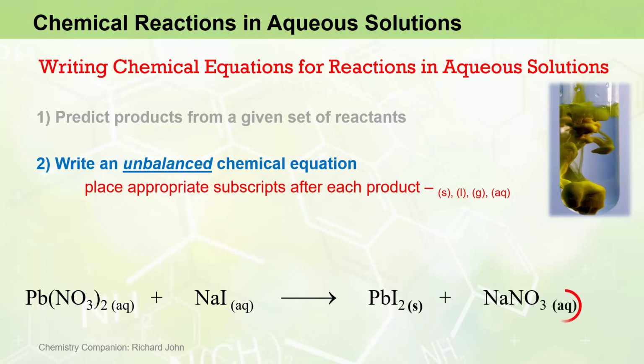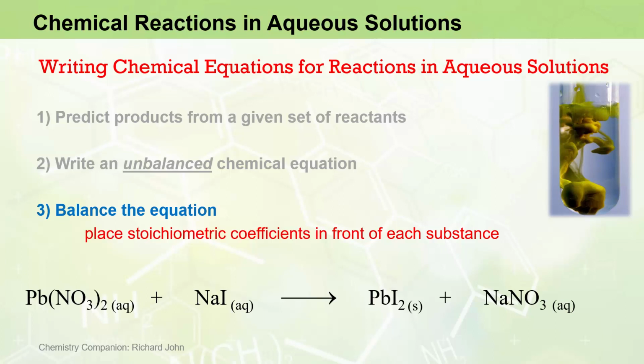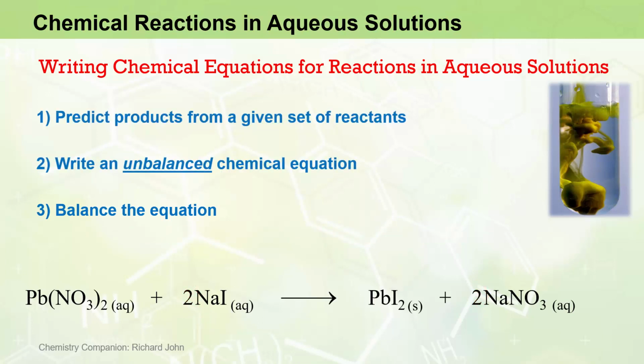We also use our solubility rules to place the AQ subscript alongside the sodium nitrate formula, since all group 1 metal salts and all nitrate salts are soluble in water, with no exceptions, and so sodium nitrate will always have the AQ subscript in chemical equations in aqueous solutions. Now it's time to balance the equation, and remember, all we can do to balance the equation is to place the appropriate stoichiometric coefficients in front of each substance. In this case, we will place a 2 in front of the sodium iodide and place a 2 in front of the sodium nitrate. And that gives us our final balanced equation.